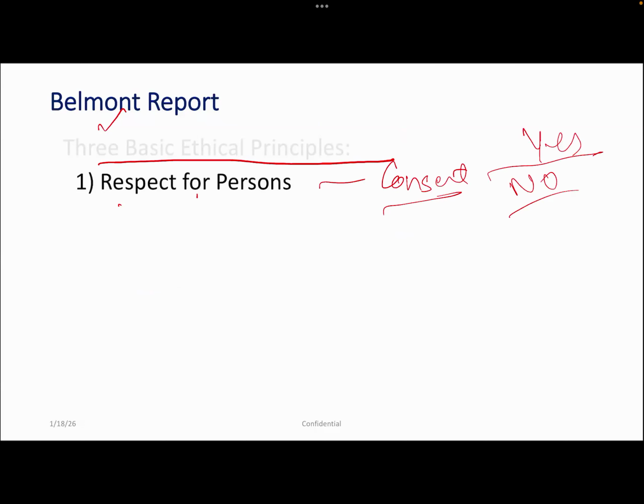Half trial they have done in the best possible way. Later, you request them, would you give a stool sample because it is the requirement of protocol, or will you give a blood sample when you come for a blood sample? They can directly say no, and you have to respect it. That is respect for a person.